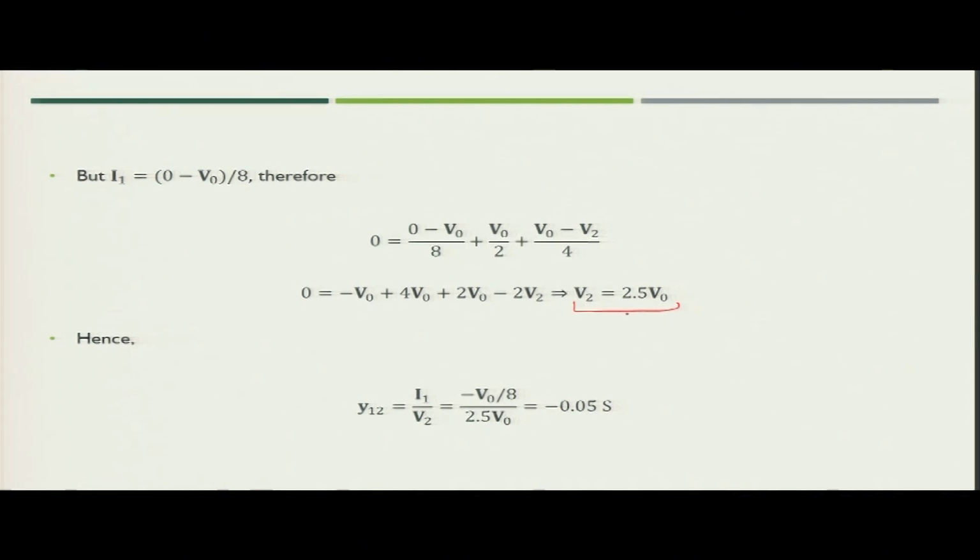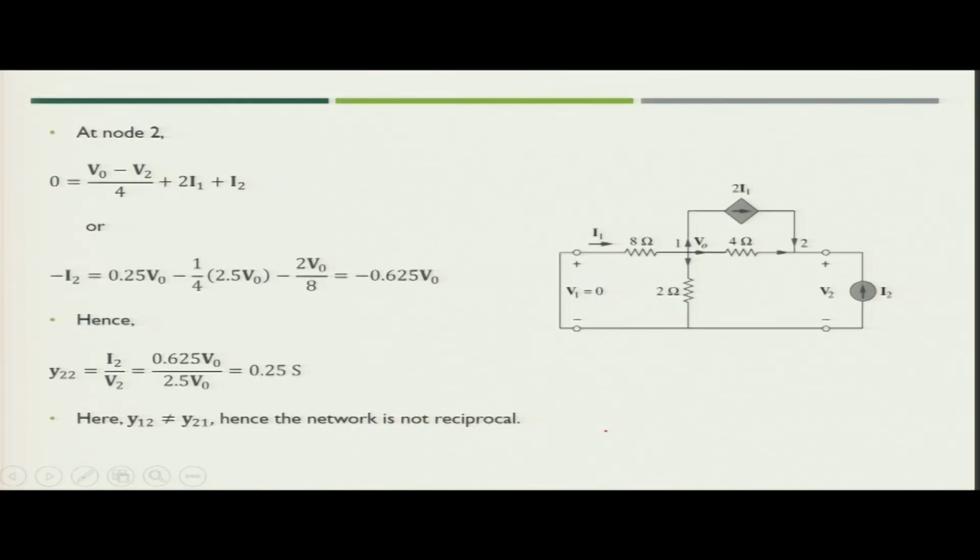Now, if you put the value of V 2 in terms of V naught and I 1 in terms of V naught, you will get the value of Y 12 as I 1 upon V 2. When you simplify, you will get Y 12 is minus 0.05 Siemens. Now, at node 2 you will apply KCL. The summation of all currents is 0, and the current flowing through the 4 ohm resistance is V naught minus V 2 by 4, plus 2 I 1 plus I 2.